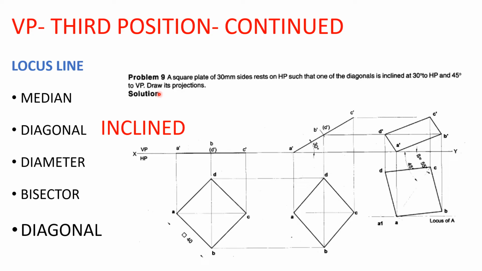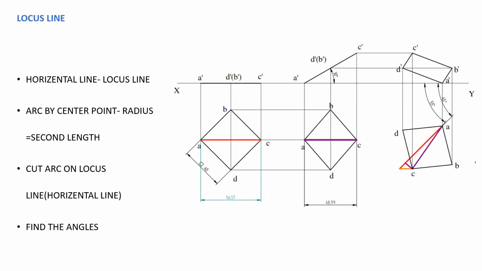That means the diagonal is inclined with respect to the HP also, with respect to the VP also. It means if you take up all these points, all these lines will originate from a corner. So in the first position, even if they do not state where exactly it is resting, easily we can assume it is resting on one of its corners. Okay, so when they say these things are inclined, we need to go for a locus line. So we have a little procedure in order to go with the locus line.